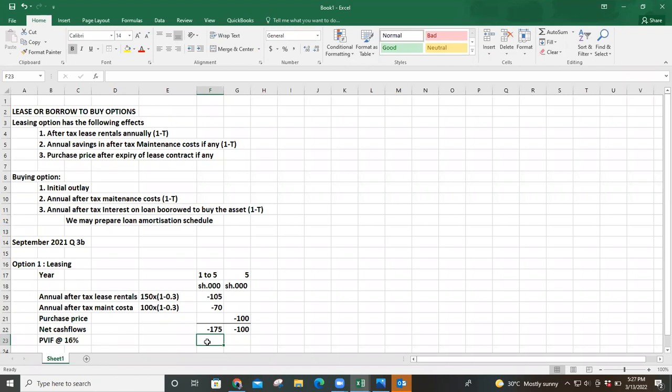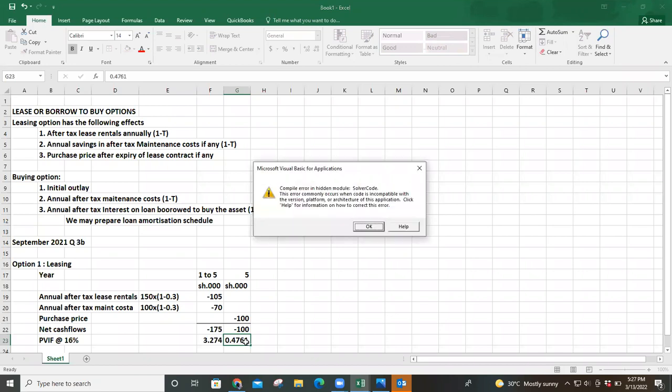So we're having 3.2743. Then on the other side, we are having 1 over 1.16 raised to power negative 5, which is 0.4761.